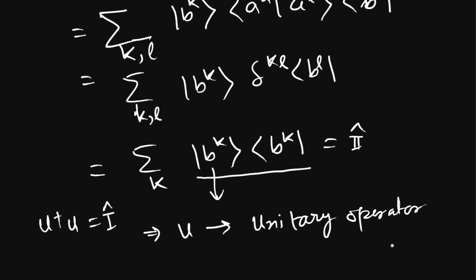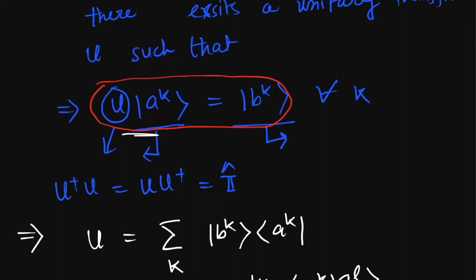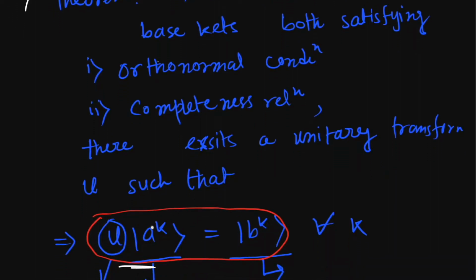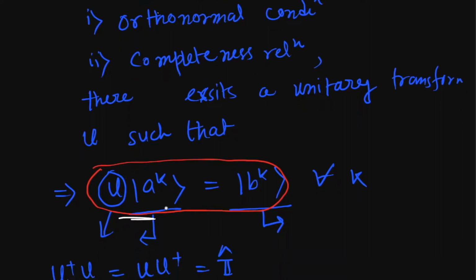Hence, we prove this theorem: if there are two sets of orthonormal ket vectors which follow the completeness relations, then there exists a unitary transformation U such that U ak equals bk.